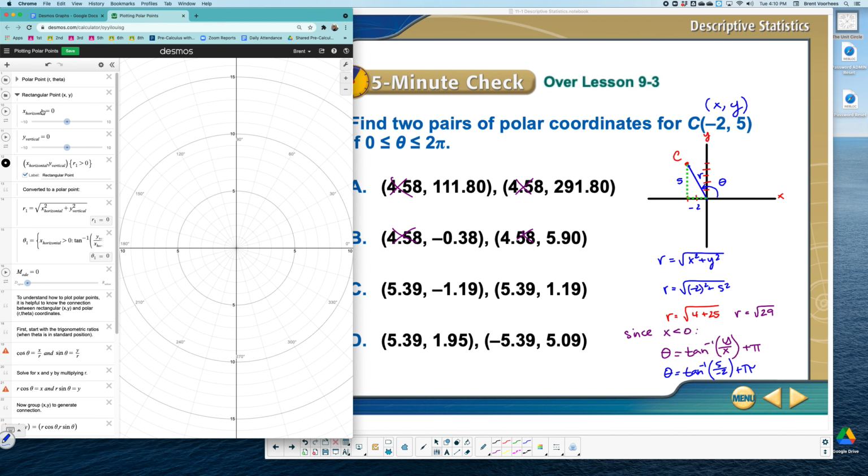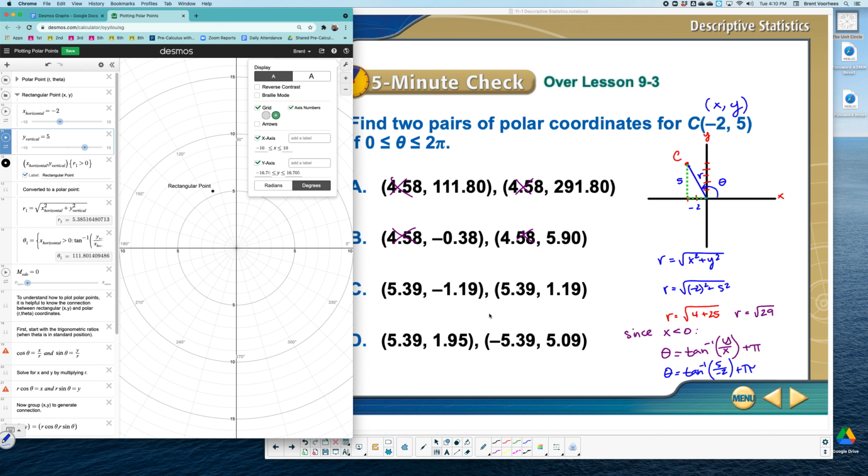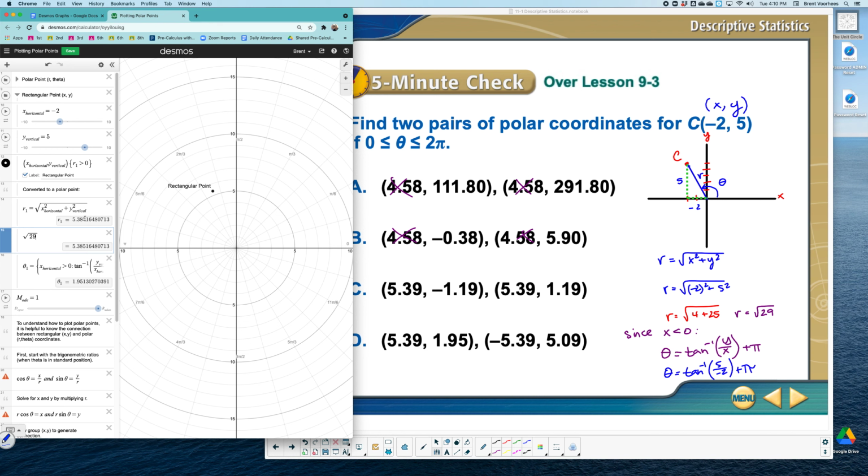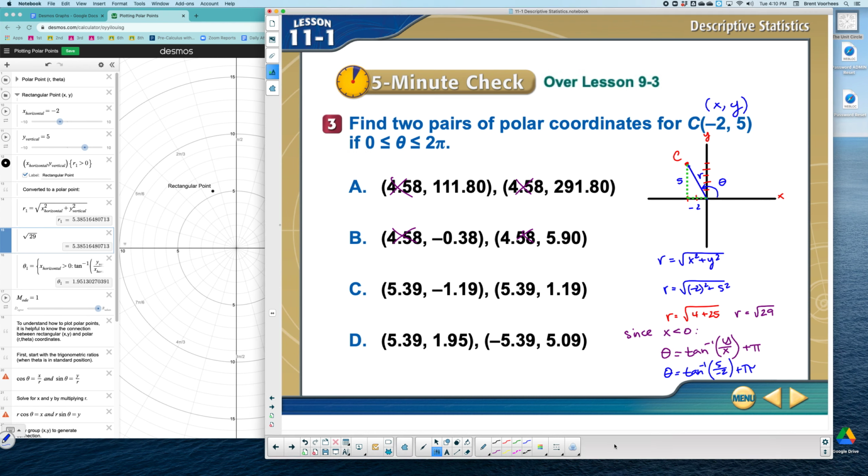I go rectangular this time. The x value was -2, and the y value was 5. I need to be in radians. That's what it looks like the answers are, radians. And I'm going to move this over to radians. Okay, and so what does that tell me? My radius is 5.38, which I'm hopeful is the square root of 29. Square root of 29, 5.385, yep, that's it. And then the theta, it's going to do exactly what I told you, and it gets 1.95. 1.95 is what it solves here for theta.